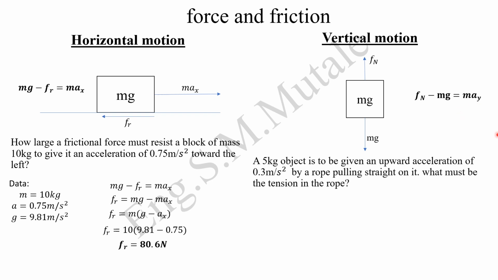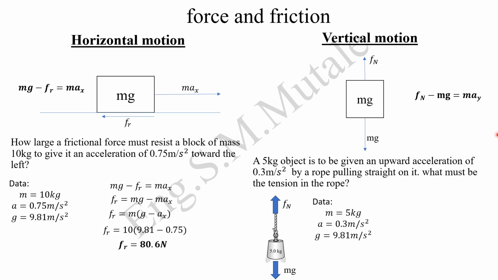So that said, we have that as an example. A 5 kg object is to be given an upward acceleration of 0.3 meters per second squared by a rope pulling straight on it. What must be the tension in the rope? So this is what we have. That's a mass. Of course, there is a tension pulling upwards, which is the normal force, and there is the weight, which is a product of mass and gravity.